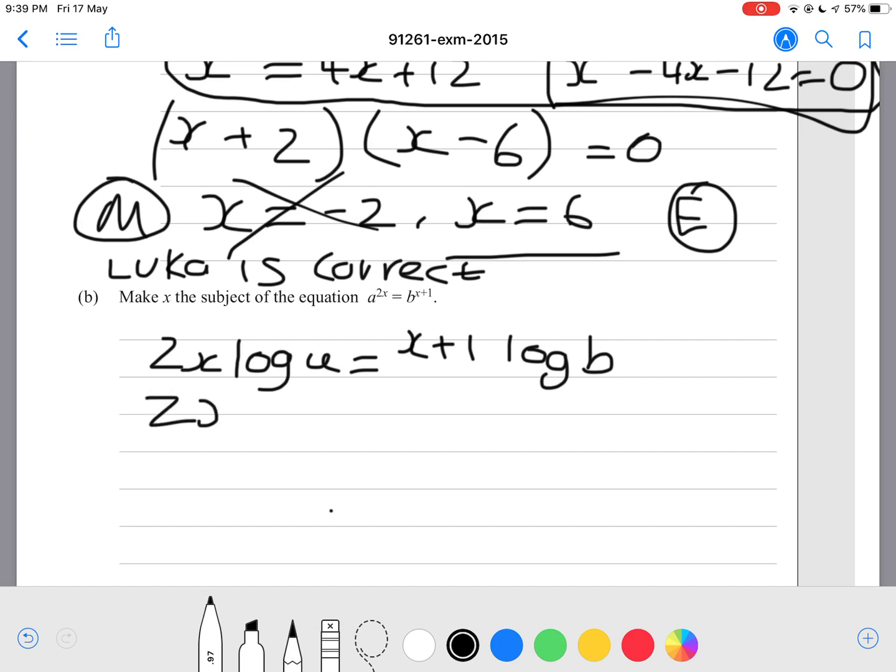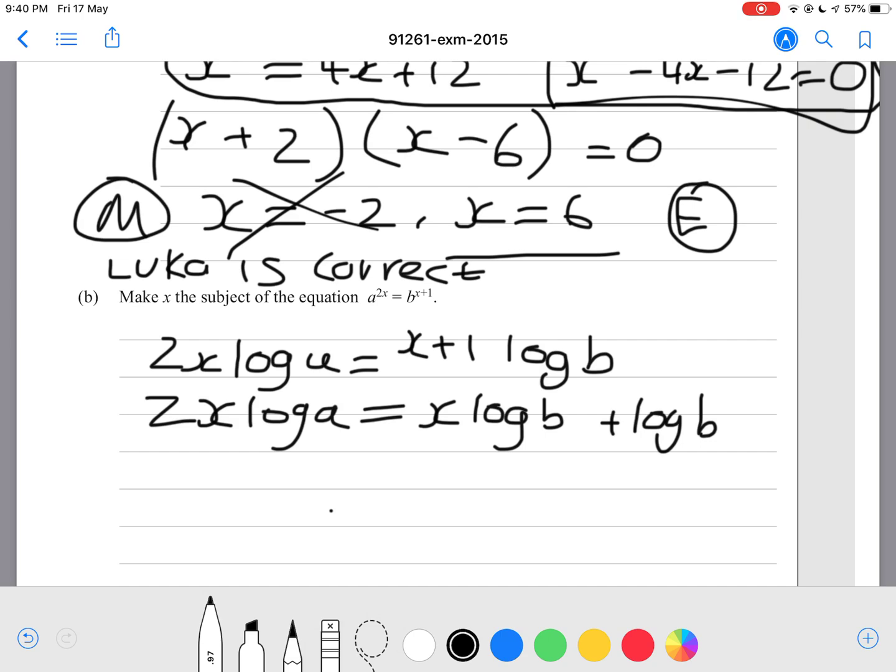Okay, so we're just going to write 2x log a. We can actually separate the x and the 1. Okay, so if we say that, we can just say x times log b plus log b. Okay, so if we add another log b, it's quite hard to explain. So basically the plus 1 has become plus log b. Okay, so that's basically what I'm trying to say.